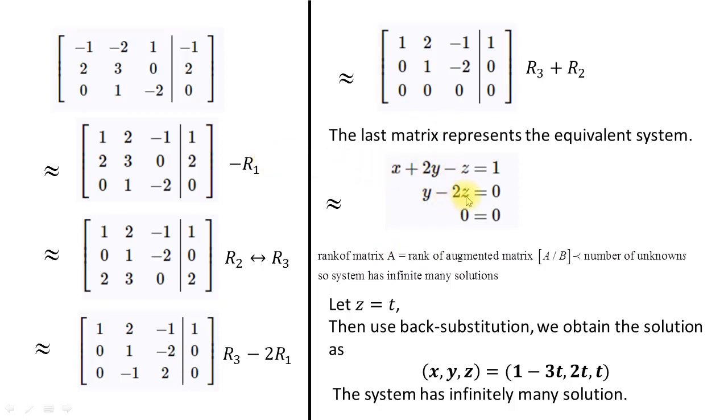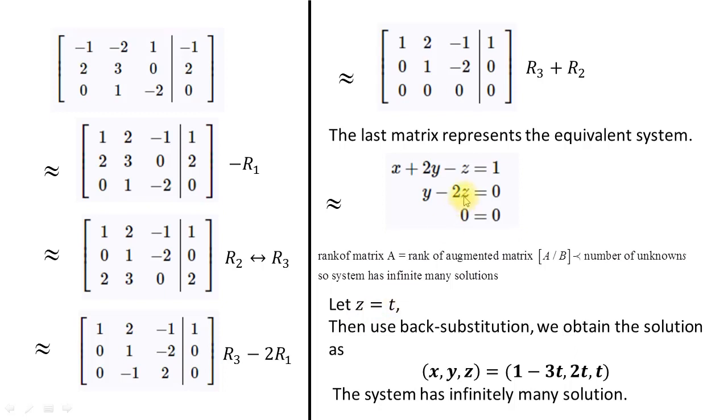The system has infinitely many solutions. In the second equation we have 2 unknown variables, so take one variable free. One variable will be free. Suppose z is equal to t, where t is any real number.